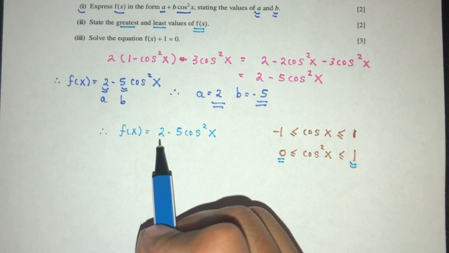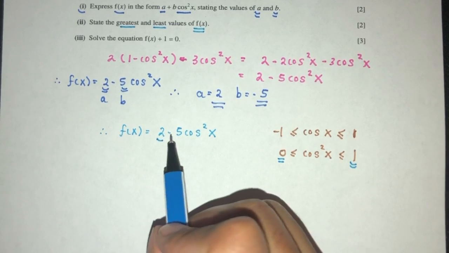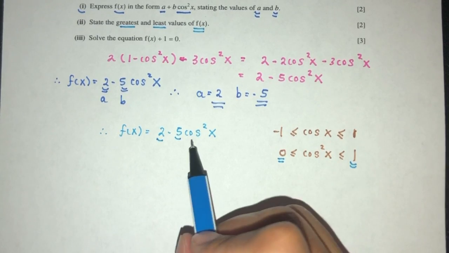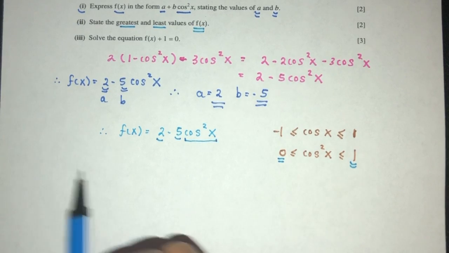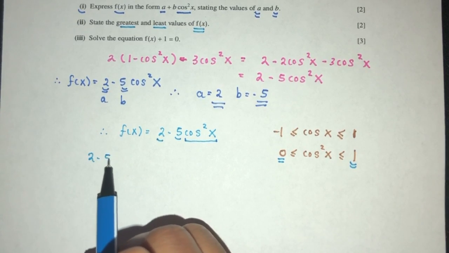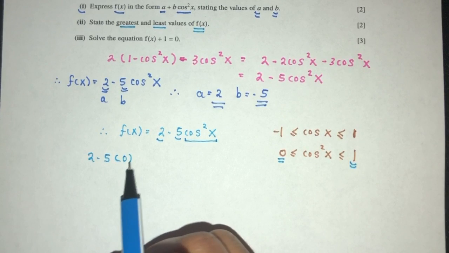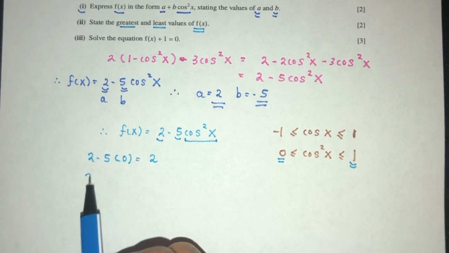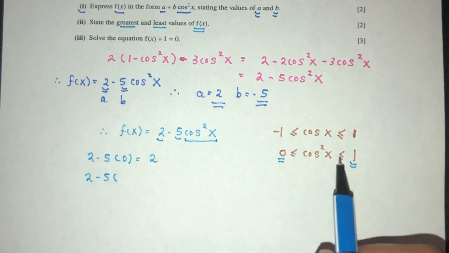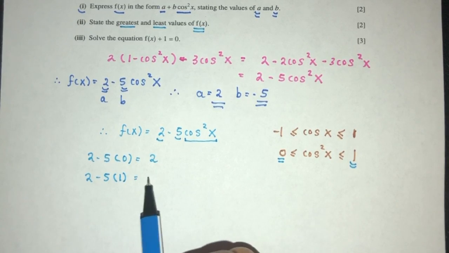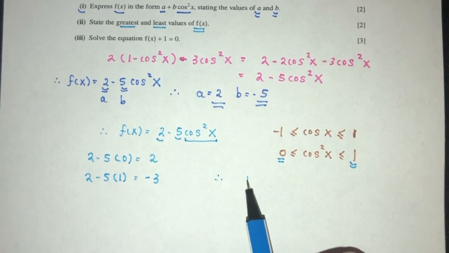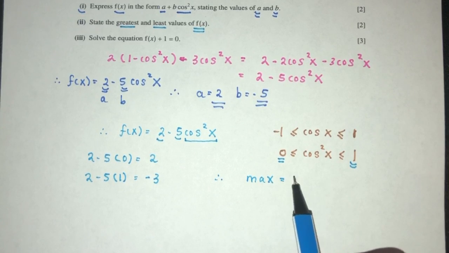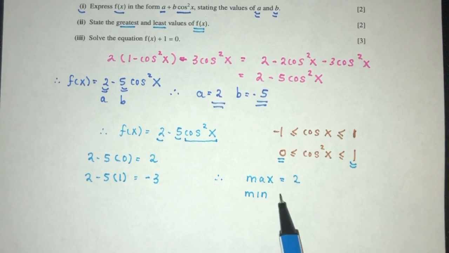So for example, 2 is a constant, it will not change. 5 is a multiple, it will not change. The only thing changing here is this. For example, here we have 2 minus 5. When this is 0, that will be what? 2. When this is 1, that should be 2 minus 5 is -3. So obviously the max value is 2 and the minimum value is -3, as you can see over here. That will be part 2 of the question.